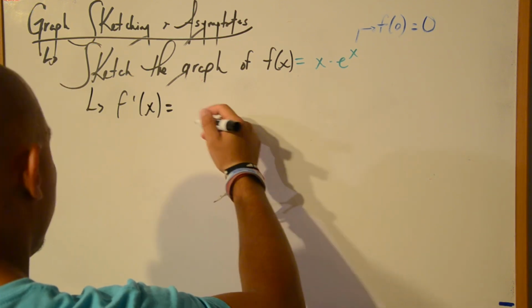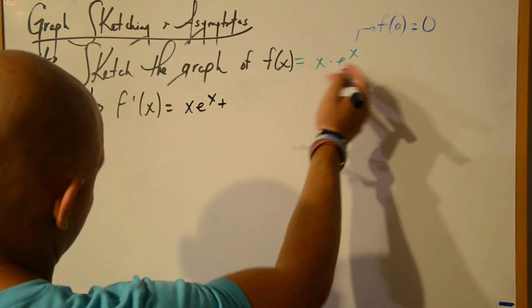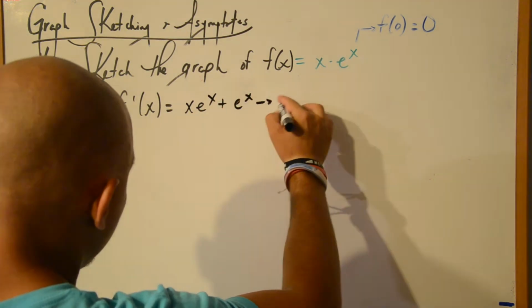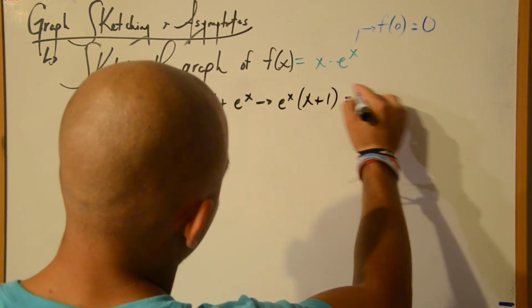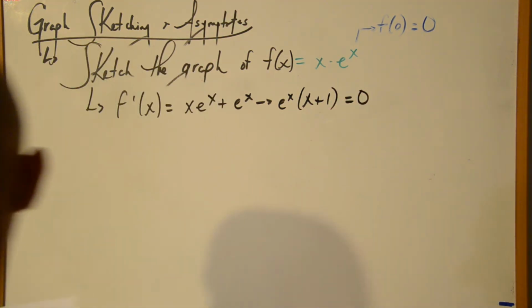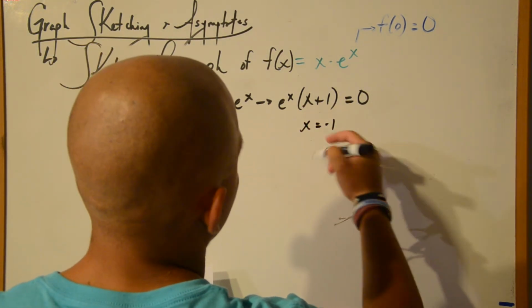So, first times e to the x, that's not going to change, plus the second times e to the x, which we can factor as x plus 1, equal to 0. That will never happen. Therefore, this is our only critical point.